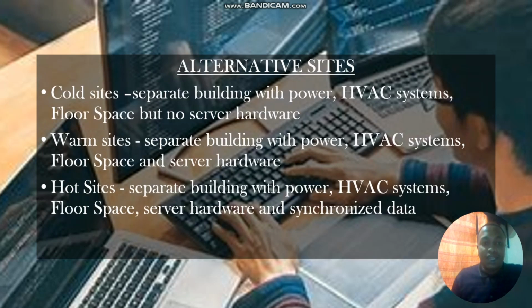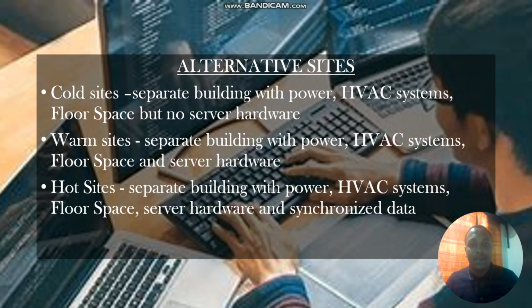Now, another thing that we could do in preparation for disaster recovery is having alternate sites. We talked about cold ISOs and hot ISOs. This time around we're going to be talking about cold sites, warm sites, and hot sites. And what we basically mean by this is having different buildings with different heating, ventilating, and air conditioning systems, floor space, and hardware. This is what you are going to consider.